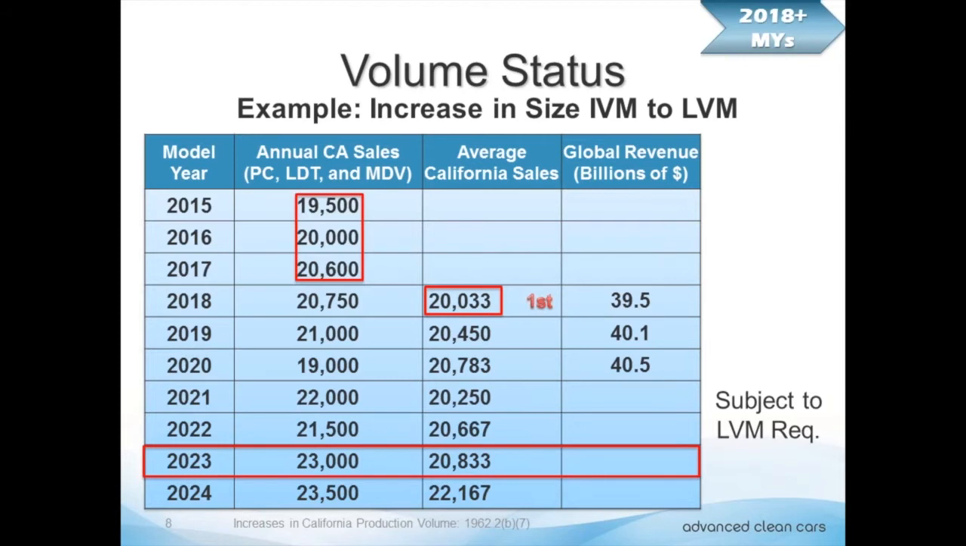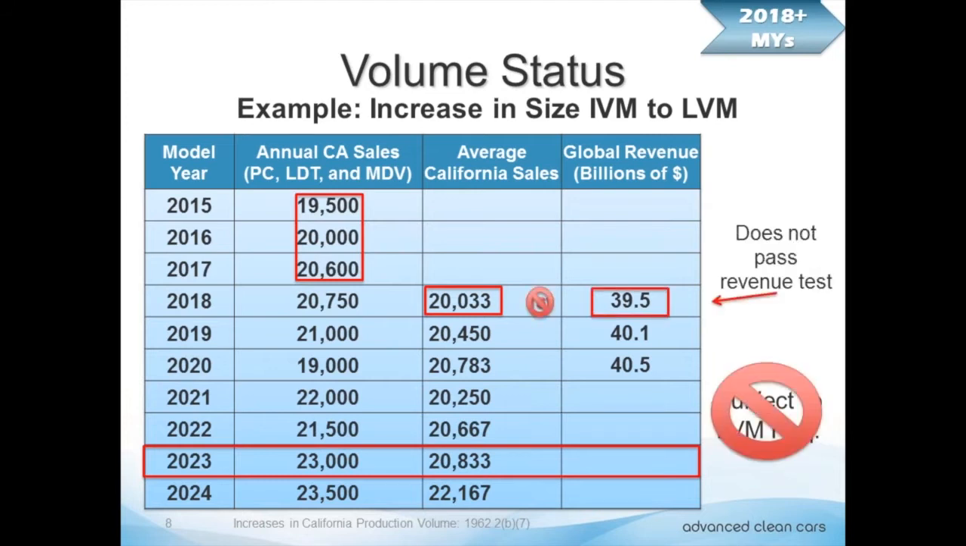However, this revenue test is applied. The global revenue for this manufacturer does not exceed $40 billion in model year 2018. As a result, this manufacturer may exclude model year 2018 from its consecutive count.